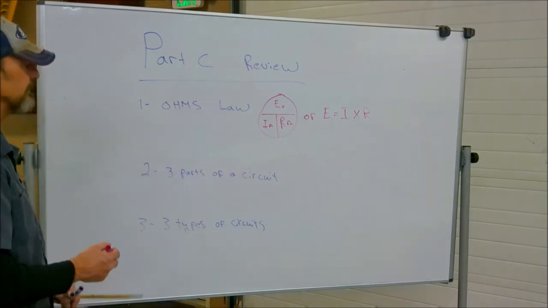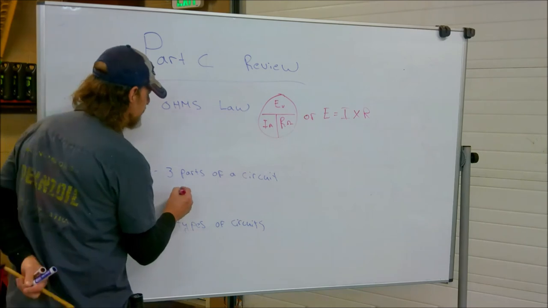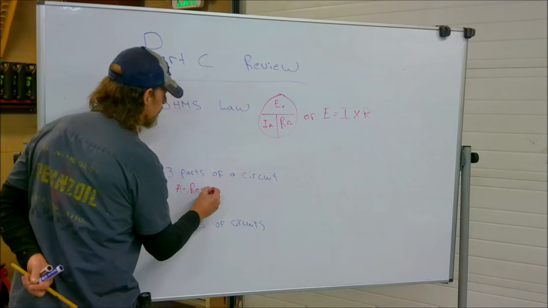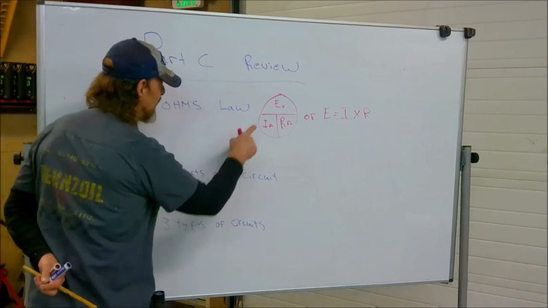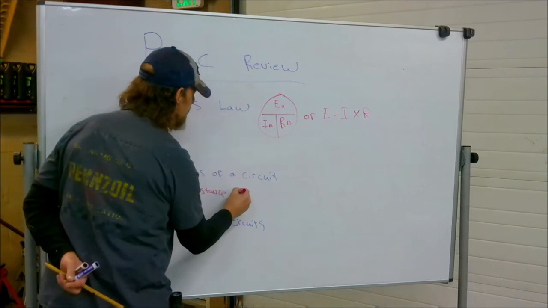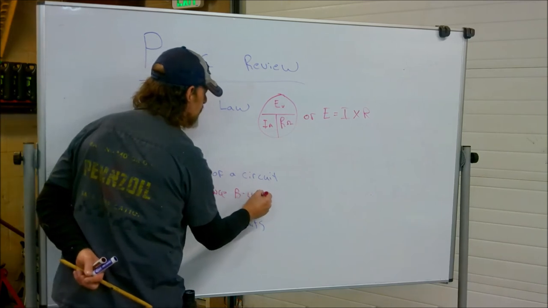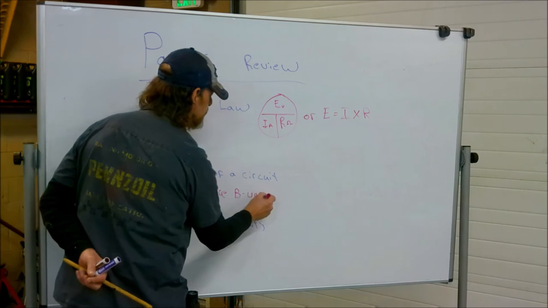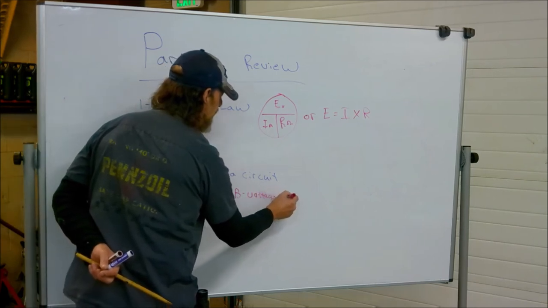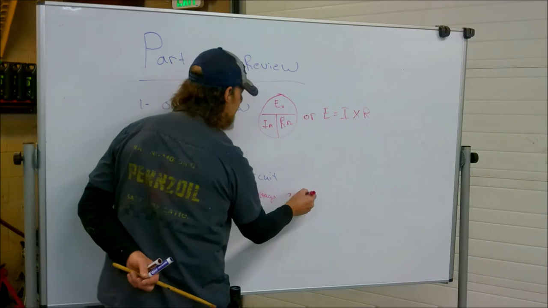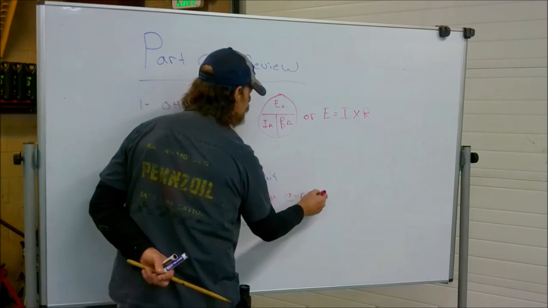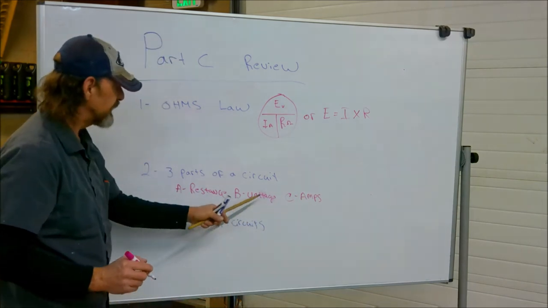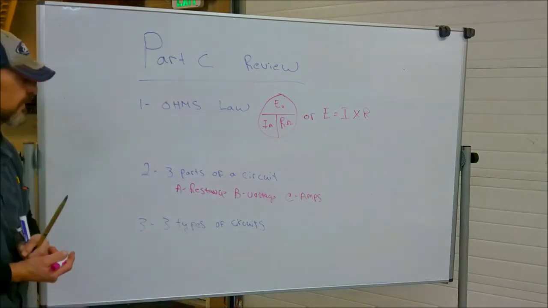Three parts of a circuit. We have A, we have resistance, that makes up Ohm's law. We have B, we have voltage. And C, we have amps. Current flow is amps, voltage is electrical pressure, and resistance is the kink in the pipe.